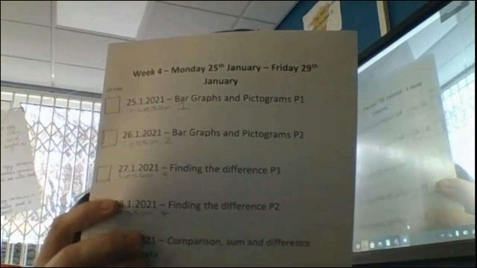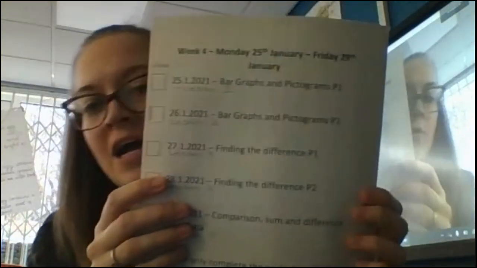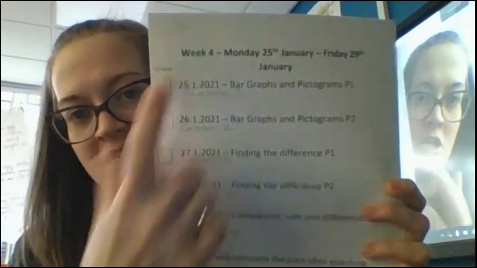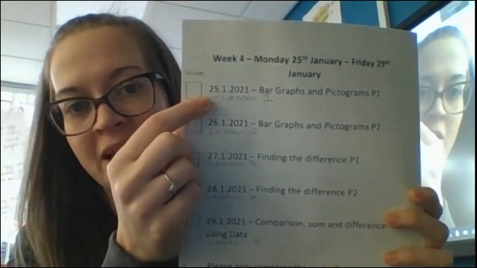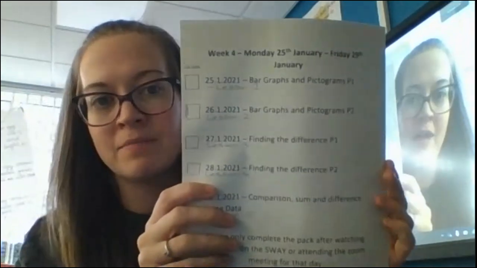So guys, if you are working with us from year 4, you are going to need this booklet. It says week 4 and today we are looking at bar graphs and pictograms part 1. So you need to open it up to lesson 1. If you haven't got this booklet, don't worry, you can still use this video, not a problem at all, because I'm going to be putting it all up on the board. All right, so let's share my screen.